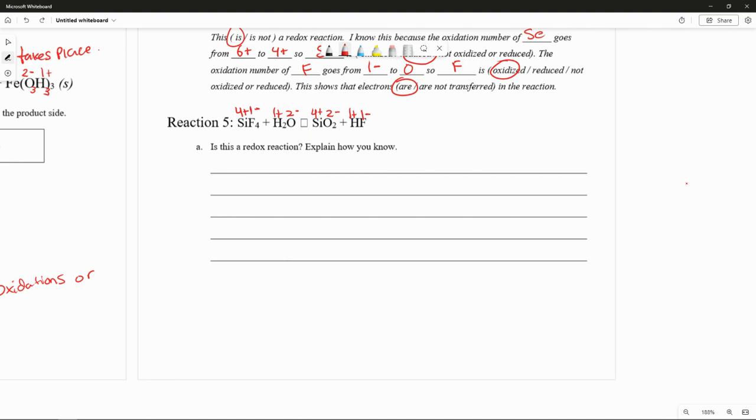So based on this, is this a redox reaction? No, because no element is oxidized or reduced. And remember that for a redox reaction, both oxidation and reduction must take place.